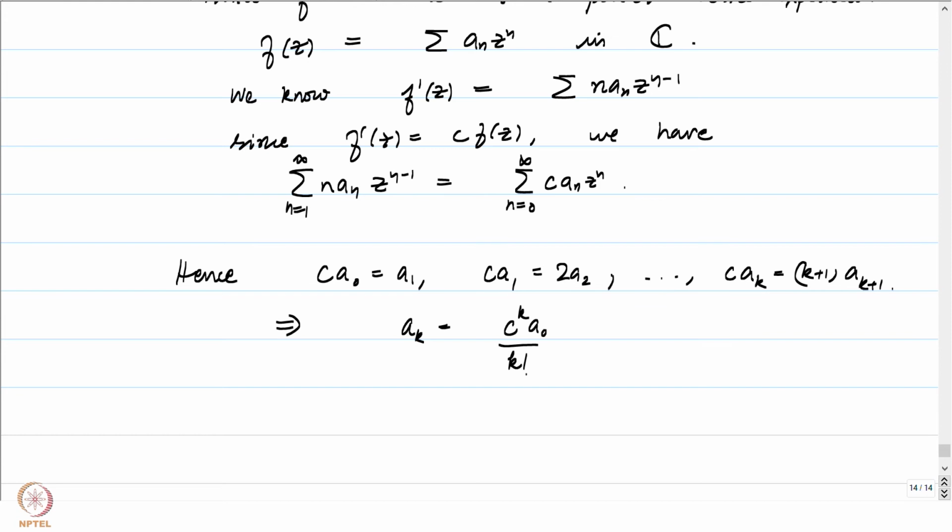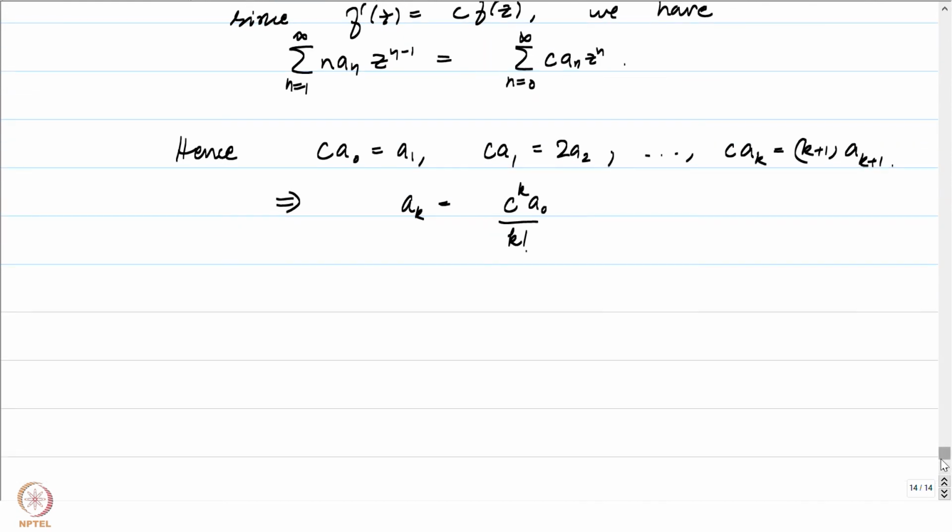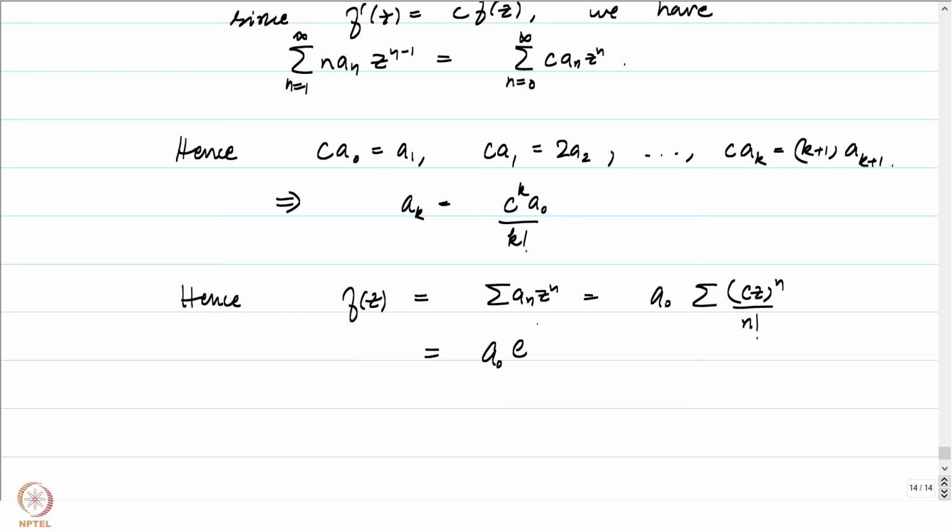This is something which you should sit and check. We will be able to conclude something like this. And therefore, we know exactly how our f is going to be. f is going to be equal to the summation of a_n z to the power n, which is equal to a0 times the summation of c to the power n z to the power n, so this is (cz)^n by n factorial, and this is equal to a0 times e to the power cz.